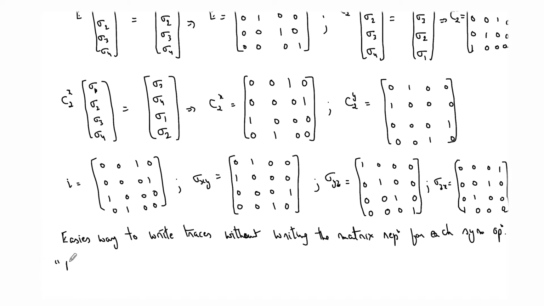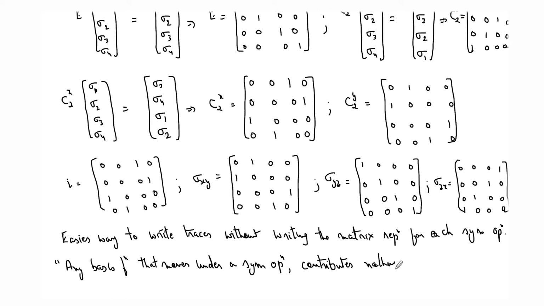So I will just quote that: any basis function that moves under a symmetry operation contributes nothing to the trace or character. Otherwise, it contributes 1.